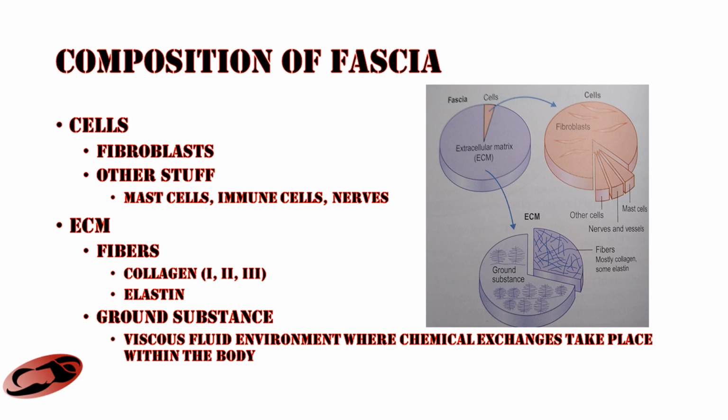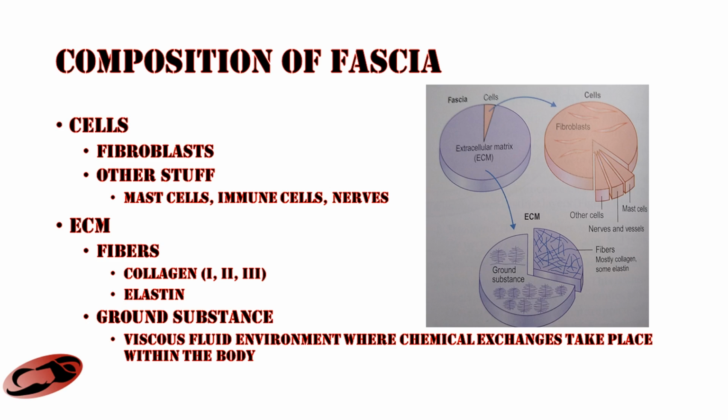The extracellular matrix, as the word implies, is all of the parts of the fascia that are outside of the cells. So cells sit in and move in this matrix that consists of fibers, which in this case are mostly collagen fibers, although there are some elastin fibers, and then what's referred to as a ground substance. This is a fluid environment in which chemical exchanges take place within the body. I think it was like an exchange of lymph fluids and things like that.